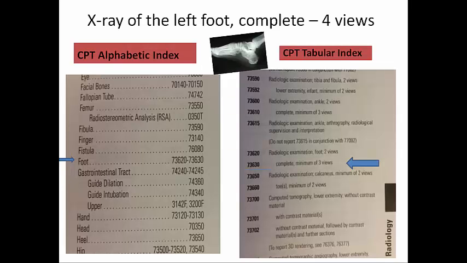So that's easy. Let's go to this one, X-ray of the left foot complete with 4 views. So I went to X-ray, I went to foot, 73620 to 73630. I go to my tabular and I start with the 73620. I see the radiologic examination for my X-ray for a foot for 2 views, but this is 4 views. So, and it's complete. So here below is complete, minimum of 3 views, which I know it's 4 views, so I would pick the 73630.